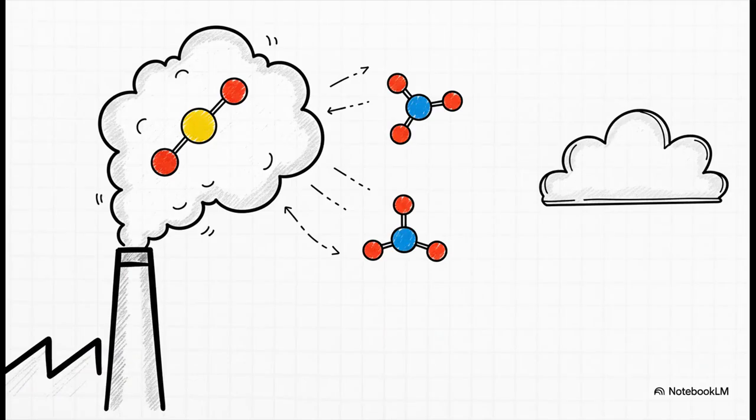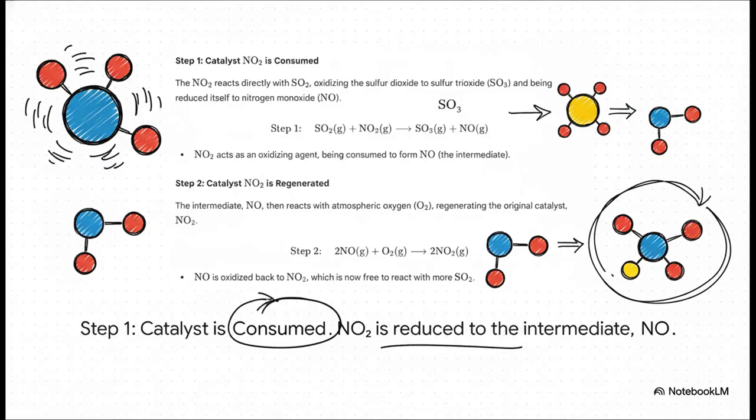Okay, for our second example, we're moving from a beaker of solution to the air all around us. We're looking at a reaction between gases, where nitrogen dioxide acts as the catalyst. And this one has some pretty serious consequences for the environment. And look, you're going to see the exact same 2-step pattern. In the first step, our catalyst, nitrogen dioxide, reacts with a pollutant, sulfur dioxide. The catalyst gets consumed and changes into a new intermediate. This time, it's nitrogen monoxide.